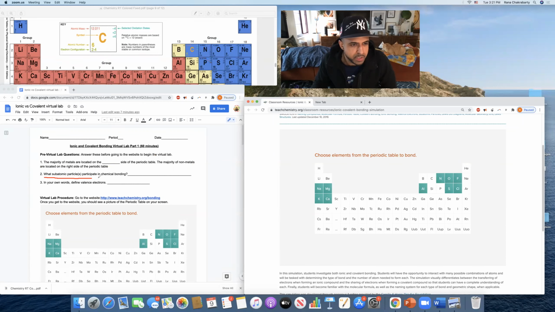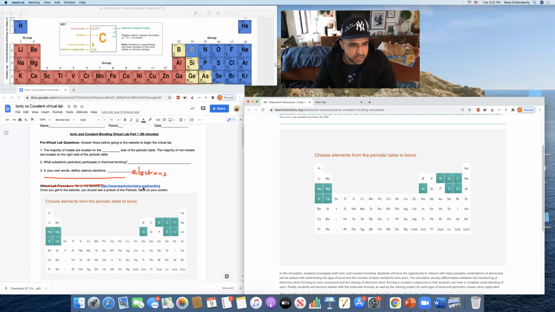What subatomic particles present bonding, right? So remember, protons never change, neutrons affect the mass, and then if you look at your notes, there's a transfer of electrons, right? So electrons are transferred in ionic, and they're shared in covalent. And then valence electrons, if you recall from unit 1, it's just electrons in the last orbital. You don't need to put that in your own words. Electrons in last shell, electrons in last orbital, either one is fine.